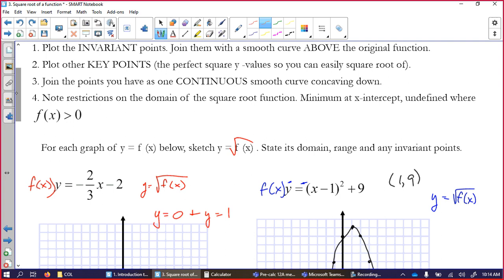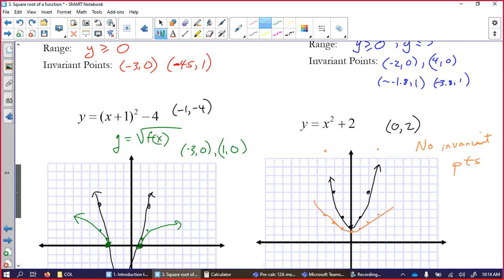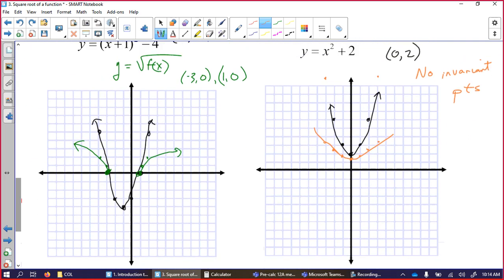Restrictions on the domain. The minimum is at an x-intercept, undefined where f of x is. That's a mistake. That should be less than. That's what happens when you type notes at 10 after 6 while kids are still asleep. You're still asleep. So that is that part.